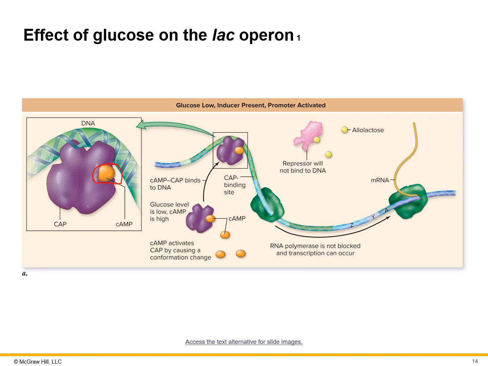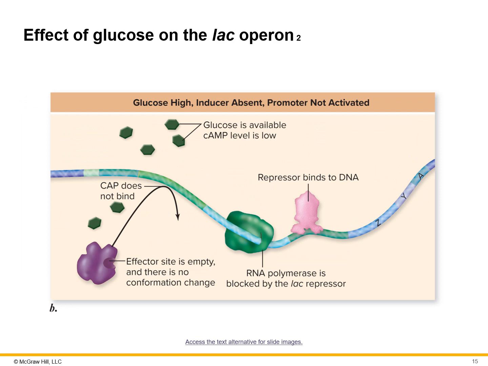So cAMP attaches to CAP, and that attaches CAP to the DNA of the lac operon, which leaves the lac operator open, which means RNA polymerase can attach and transcribe. If glucose is high, however, RNA polymerase is not going to be able to transcribe these because the repressor protein is going to remain bound to DNA.